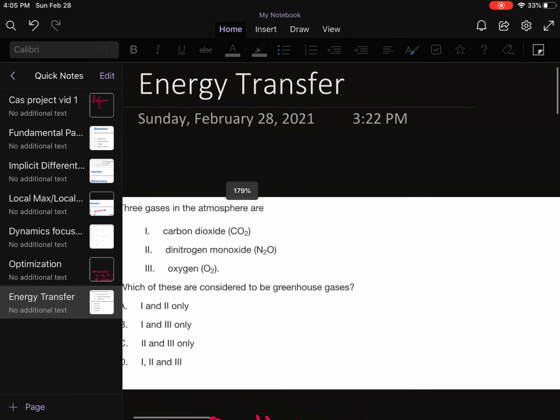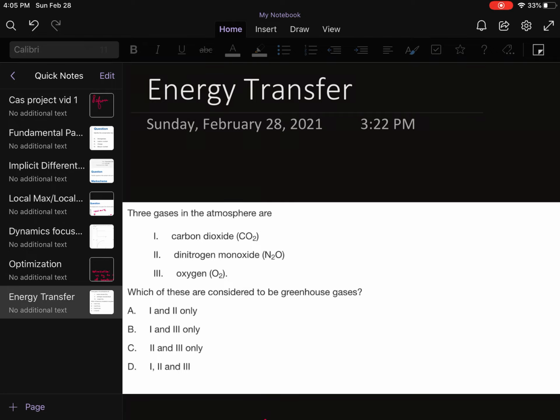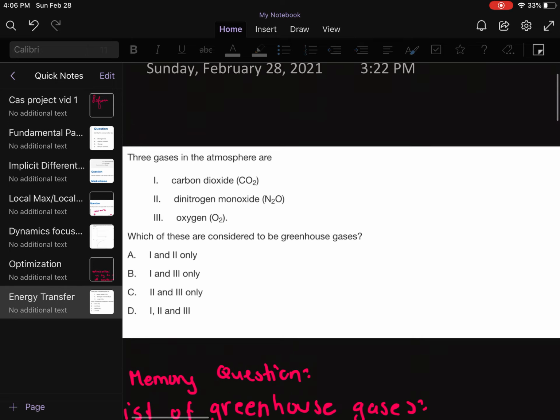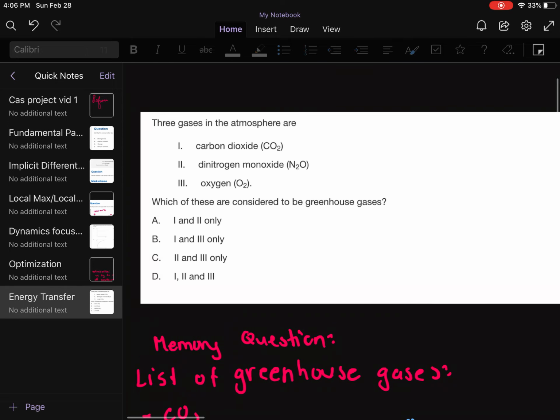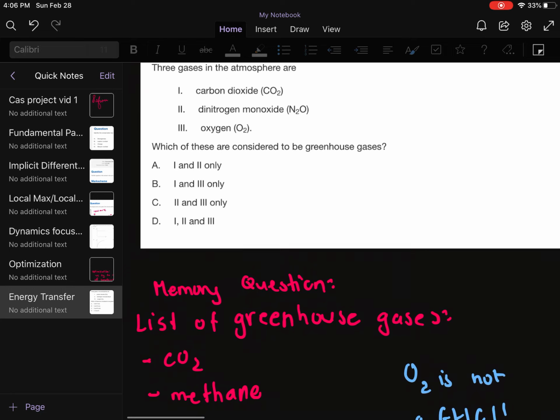So the first question, very straightforward, says that 3 gases in the atmosphere are: 1, carbon dioxide, 2, dinitrogen monoxide, and 3, oxygen. And it's asking which of these 3 are considered to be greenhouse gases. Now, believe it or not, it's pretty typical that people might not know all the greenhouse gases and mix them up. So this is basically a memory question, and you should know your list of greenhouse gases.